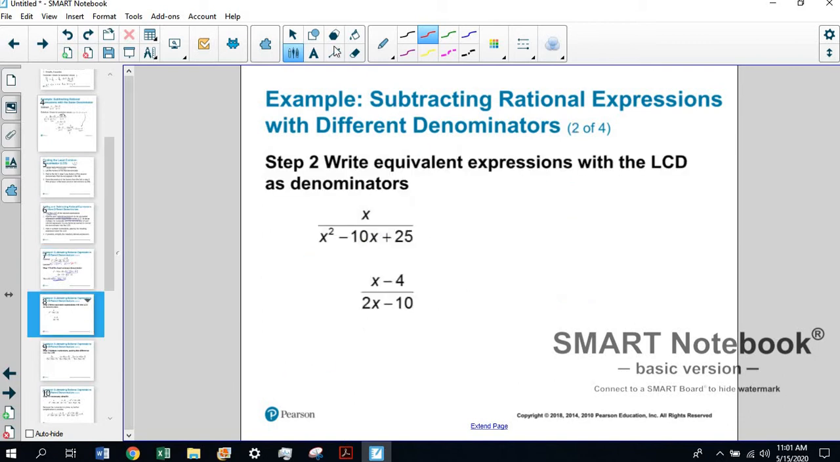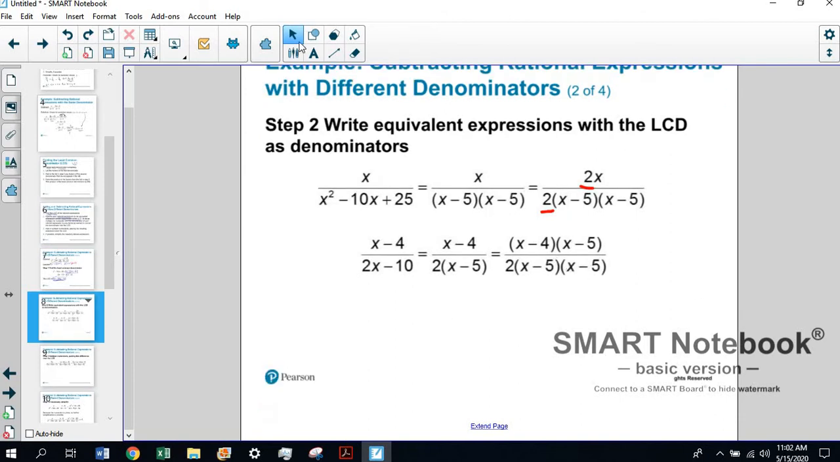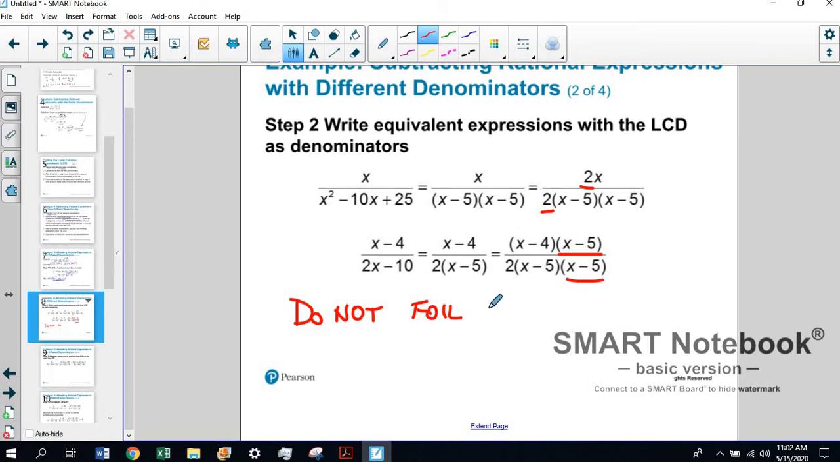So here, what happens is you need a 2 in here, but if you multiply the bottom by 2, you've got to multiply the top by 2. It's that simple, all right? What happens in the second one? You needed a second x minus 5. And so if you multiply the bottom by x minus 5, you've got to multiply the top by x minus 5. Okay? And so do not FOIL out the bottom.